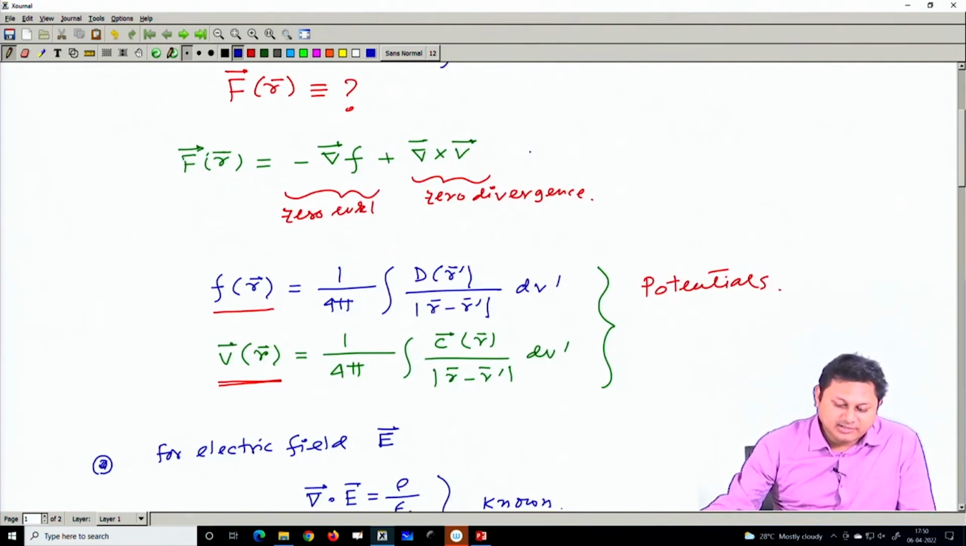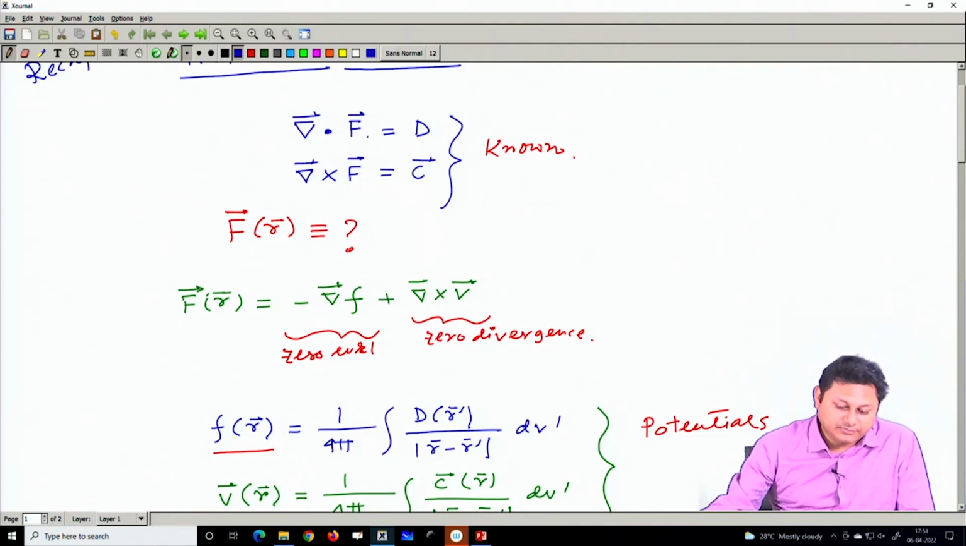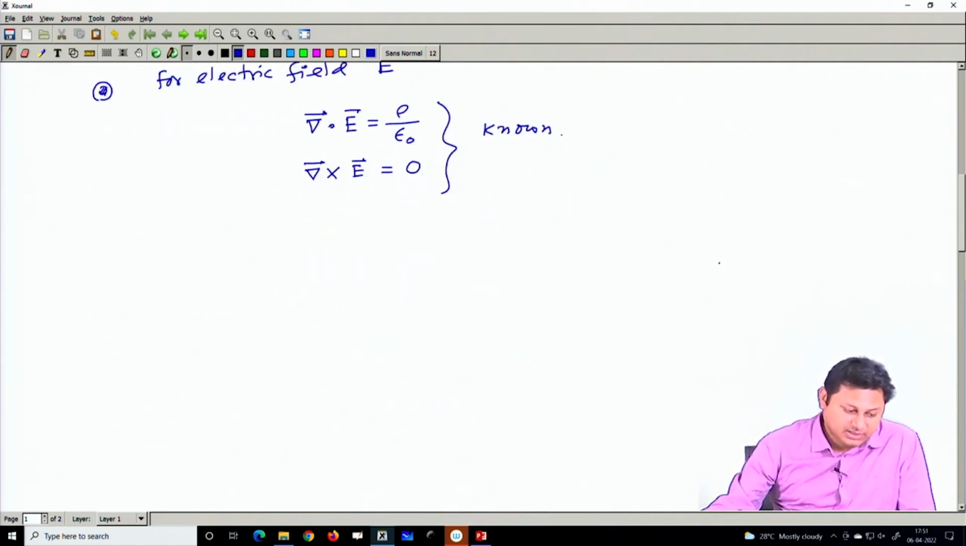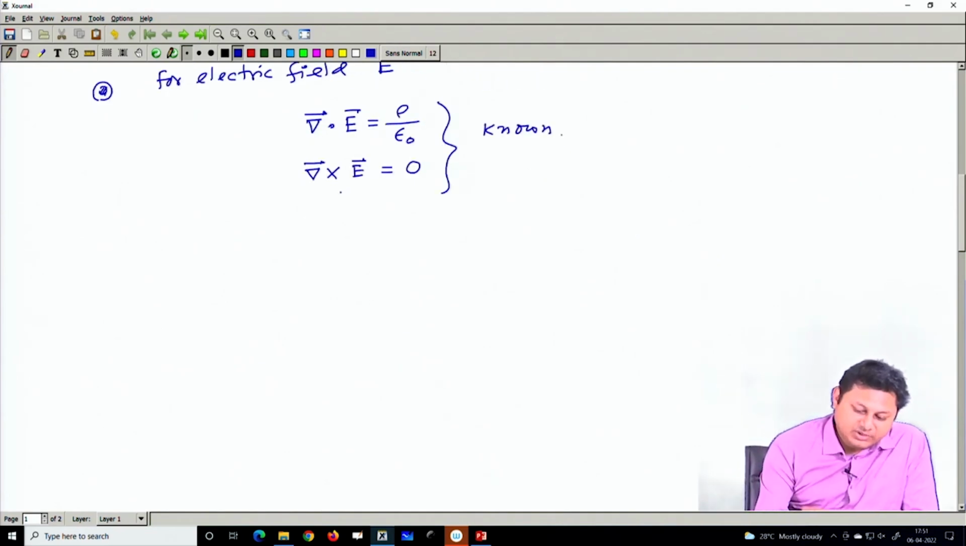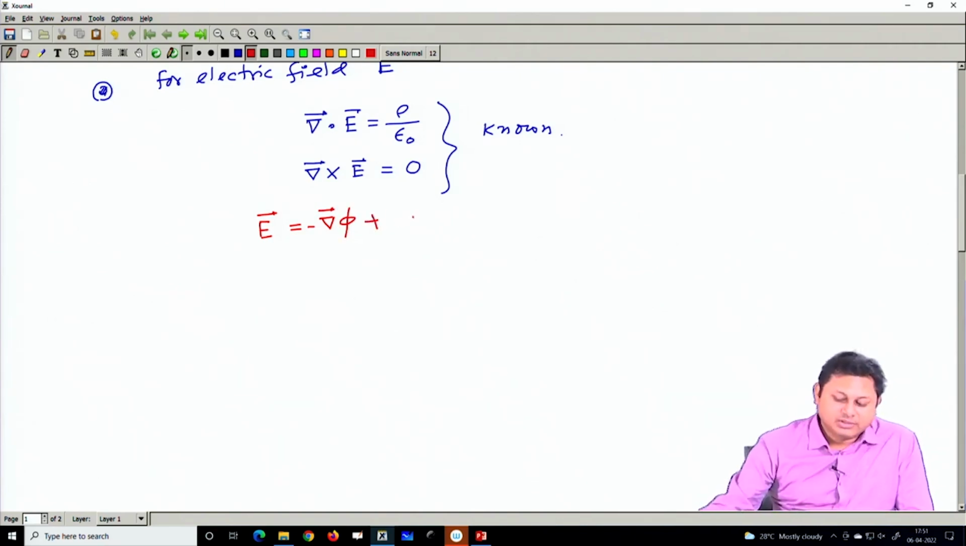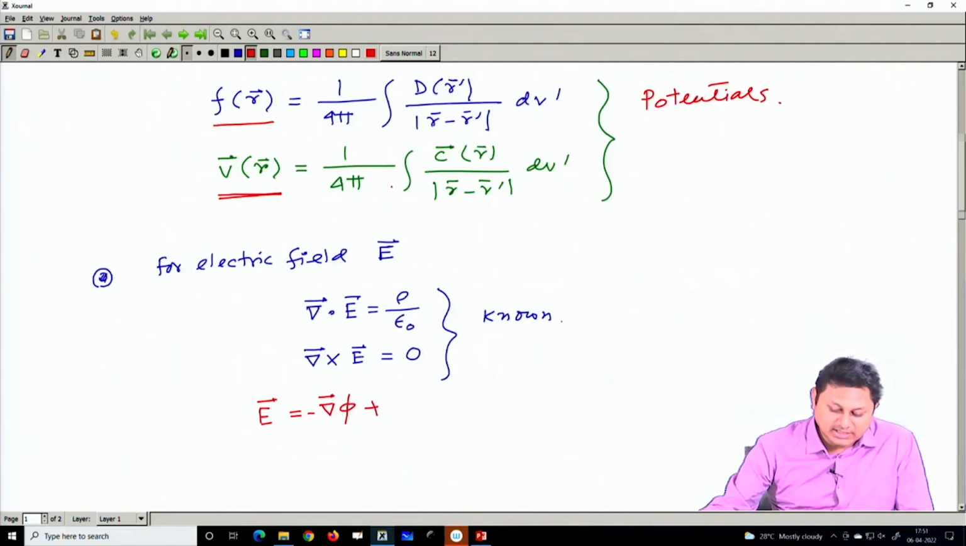Now, it is exactly the same problem: the divergence of f and curl of f is known. Here the divergence of E and curl of E is known, and one of them is 0, mind it. So now if I want to construct my E, because this is 0, the way we construct it, E should be minus the gradient of some scalar function plus curl of some vector function.